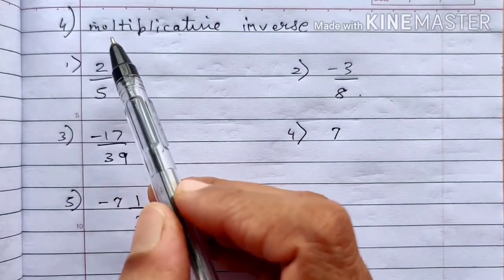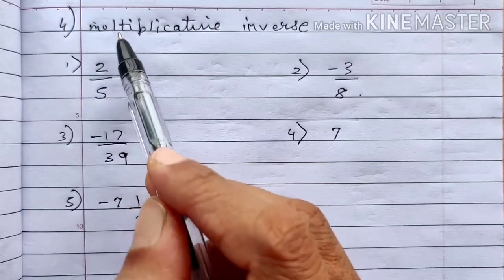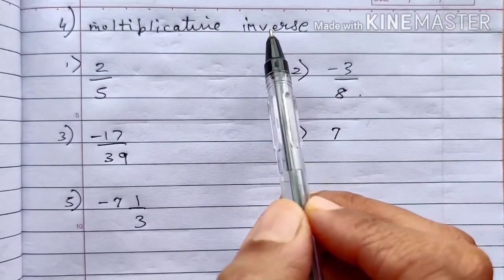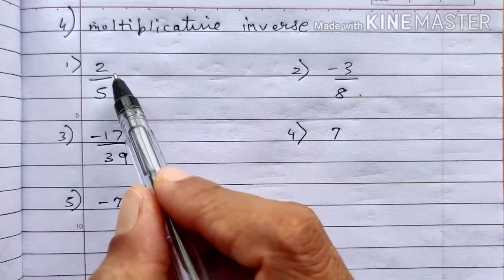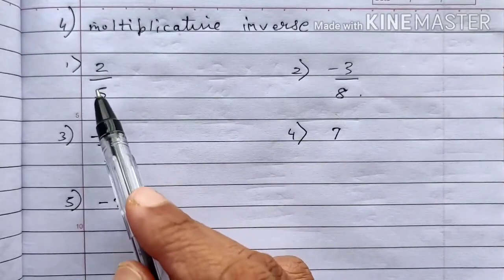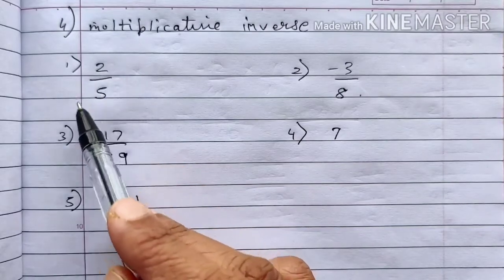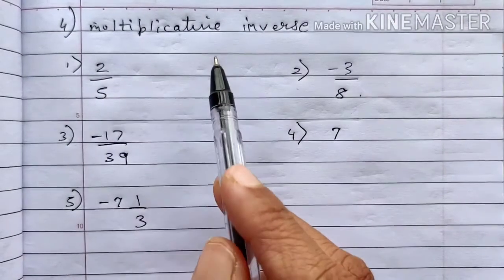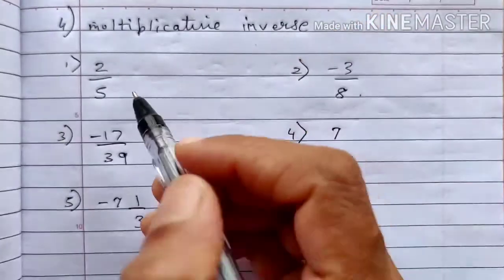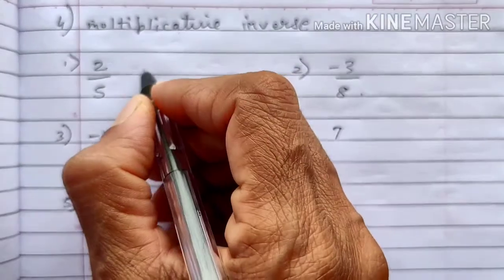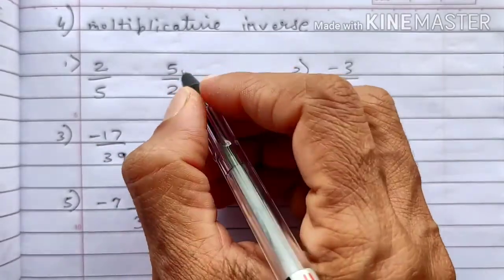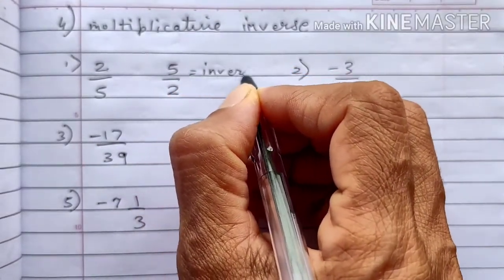Let's look at the fourth part. The sum says find the multiplicative inverse of the following numbers. What is multiplicative inverse? Let's say 2 upon 5. I'll explain for the first and maybe we'll do the remaining. Multiplicative inverse means what is that number which if I multiply with this I should get the answer as 1. For that, inverse means we have to take the opposite, the reverse. So if it is 2 upon 5, its multiplicative inverse is going to be 5 upon 2. So this is equal to the inverse.